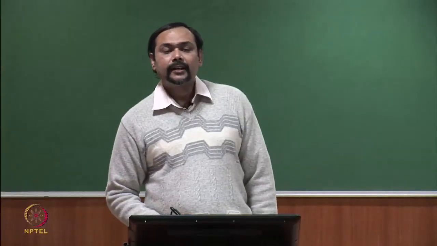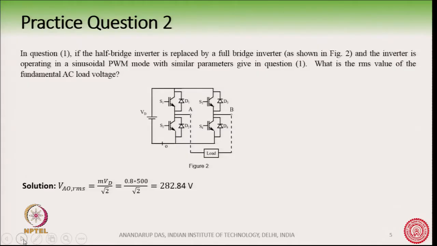Let us now take the second question. If the half bridge inverter, which we have seen in the previous question, is replaced by a full bridge inverter. As you can see here in figure 2, now the half bridge is replaced by a full bridge inverter or a full bridge converter, and the converter is operating in a sinusoidal PWM mode with similar parameters given in question 1. So, now what is the RMS value of the fundamental AC load voltage?